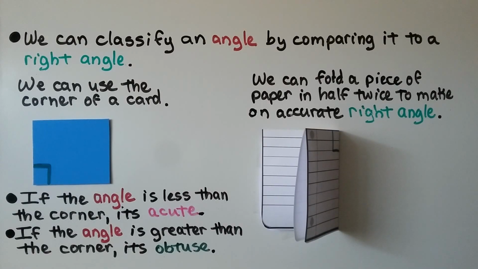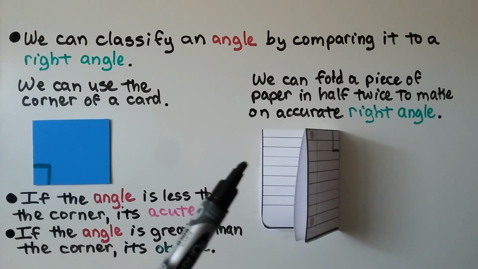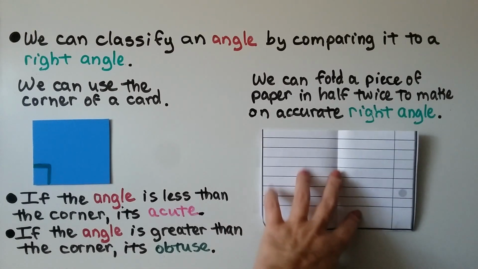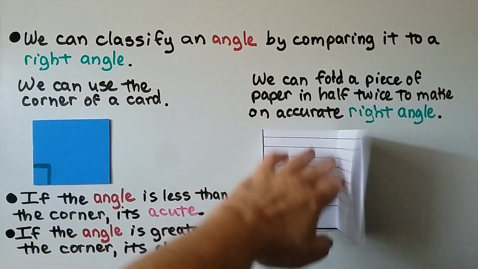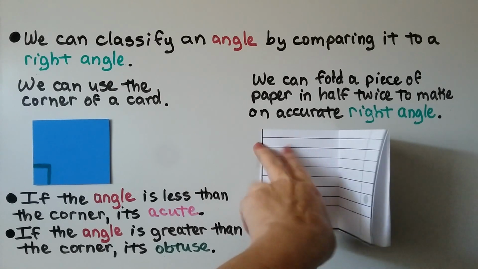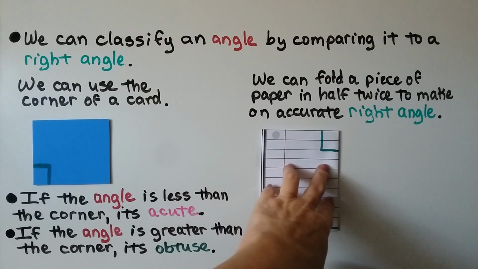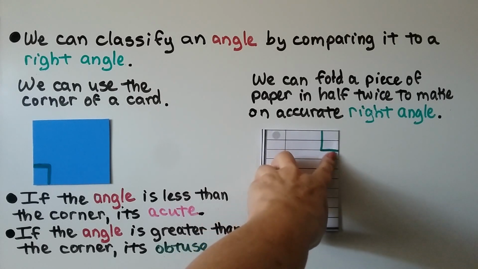We can classify an angle by comparing it to a right angle. We can use the corner of a card if we know that it's an uncut, unripped card. We could also fold a piece of paper in half twice to make an accurate right angle. So this piece of paper was folded in half twice. If you look at it opened up, it was folded in half like this, real nice, so the edges lined up. Then it was folded in half again, real nice, so this lined up, and we made a right angle.